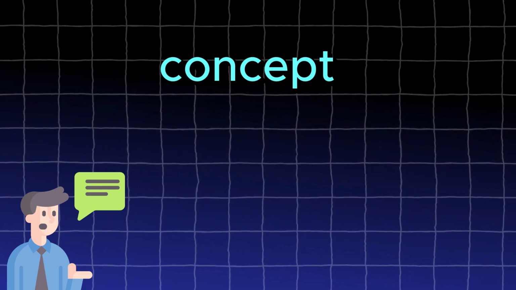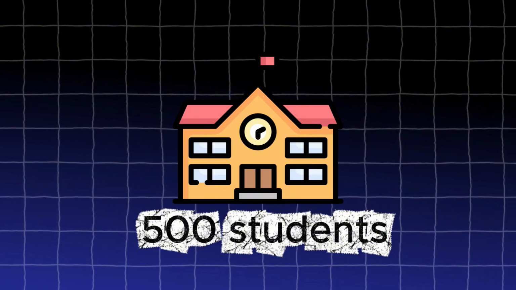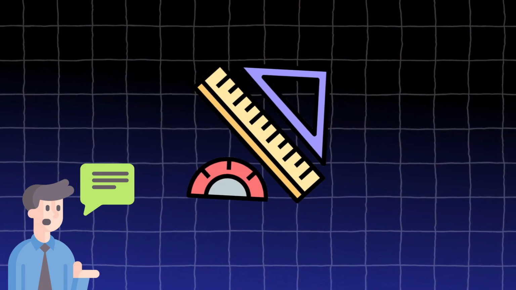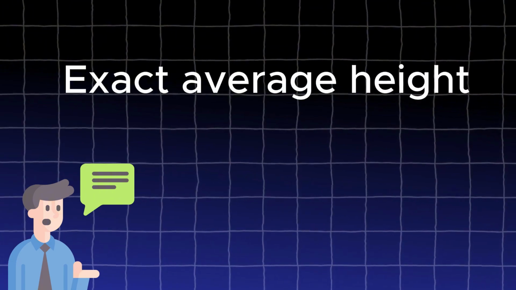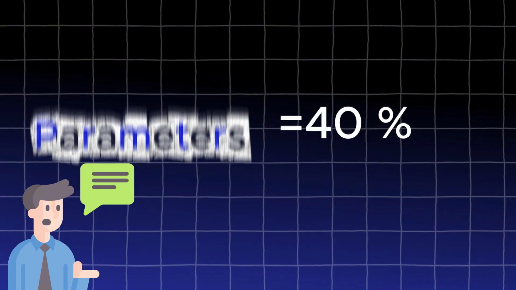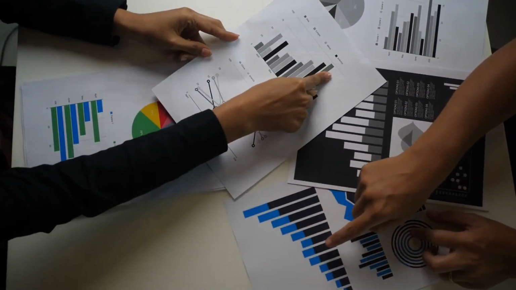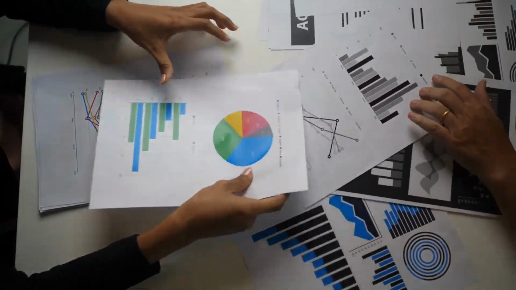Now, let's dig a little deeper into two very important concepts: parameter and sample statistic. Let's say your school has 500 students. You want to know the average height of all of them. If you actually measure every single student and calculate the exact average height, that number is a parameter. If you ask every student their favorite subject and find that 40% like math, that 40% is a parameter. Why? Because it describes the entire population. A parameter is a numeric value that describes a characteristic of the entire population.